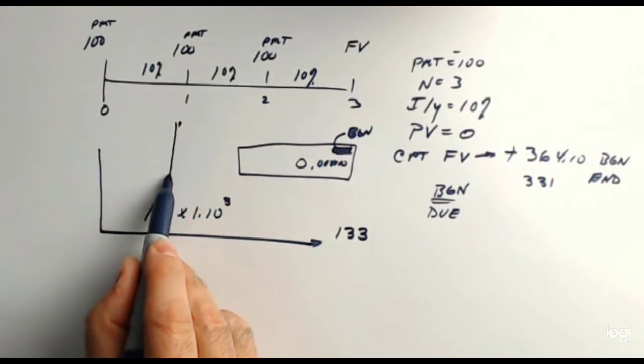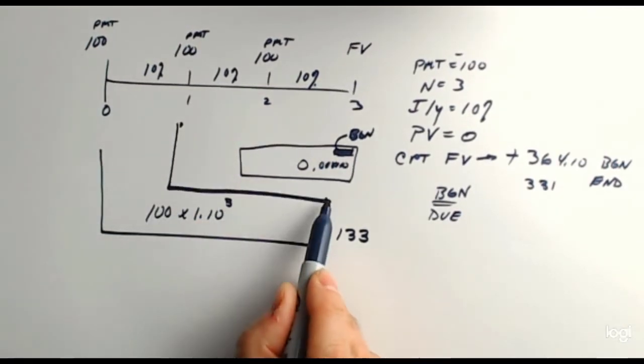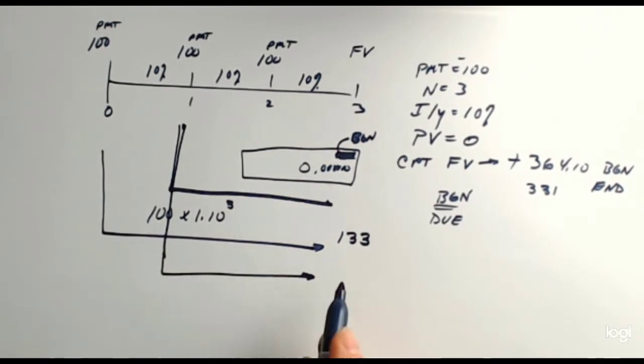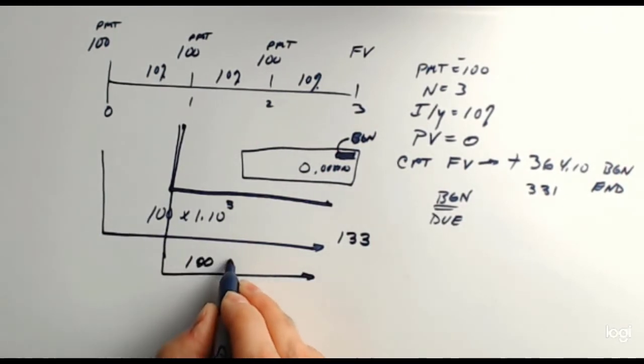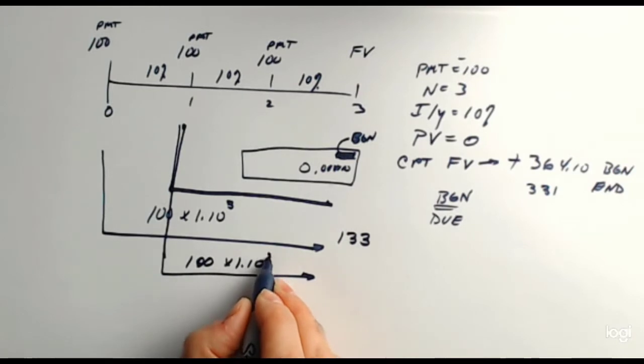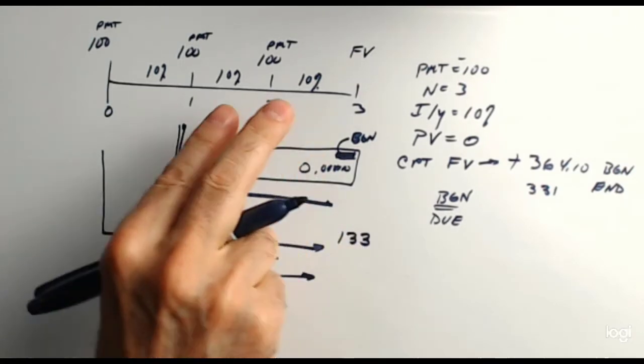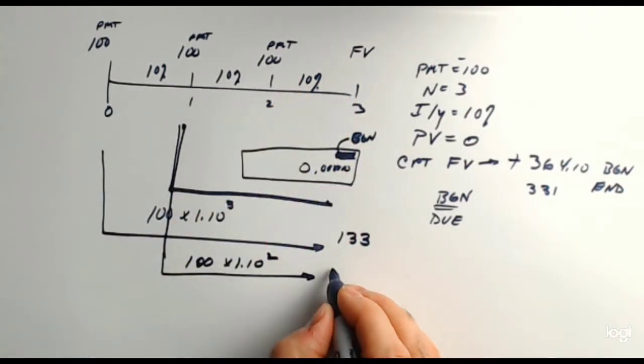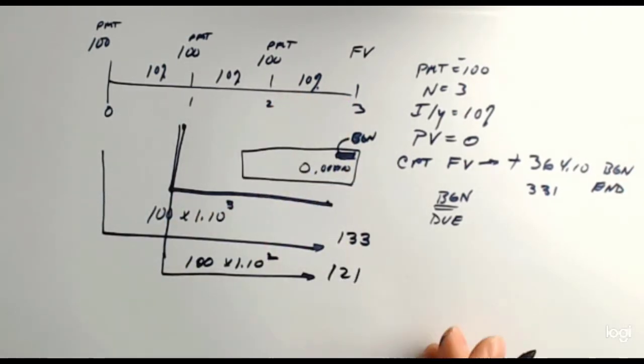Then I'm going to take this payment and bring it down this way. I'm going to take this $100 and grow it, compound it 2 periods, because I'm compounding it this period and then this period. And that'll be worth $121.